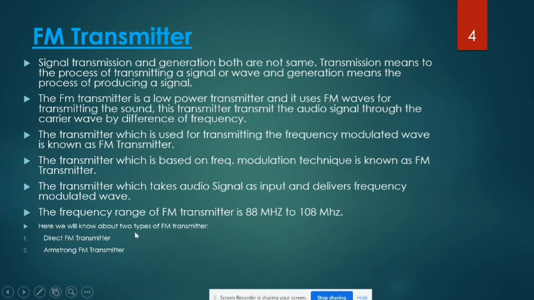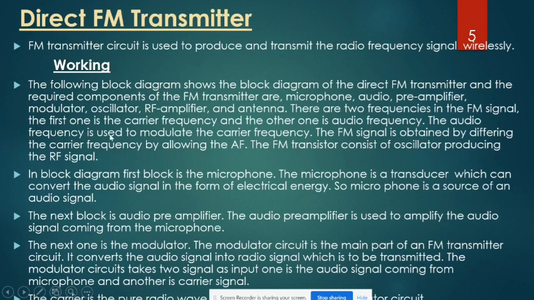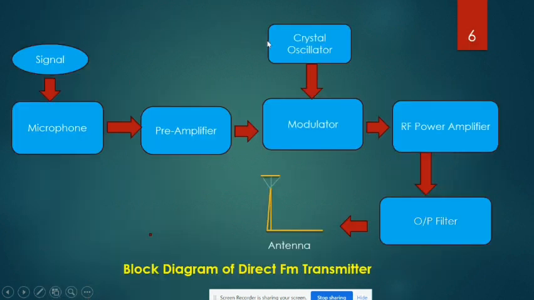We can classify FM transmitters into two types. One is the direct FM transmitter, another is the indirect or Armstrong FM transmitter. Now, the direct FM transmitter circuit is used to produce and transmit the radio frequency signal wirelessly. First, see the block diagram of the direct FM transmitter. It consists of a microphone, preamplifier, a modulator, RF power amplifier, an output filter, and an antenna. Now, see the working.